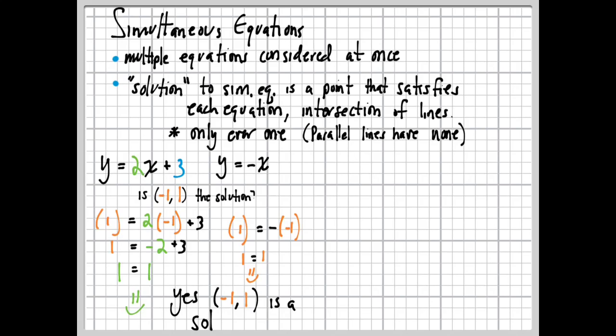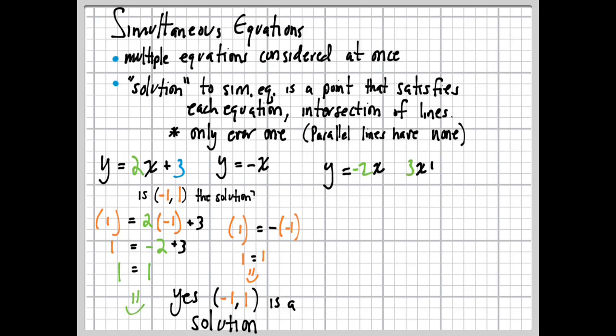So what that means is we can answer yes. (-1, 1) is a solution to these equations. It's the solution, the one and only, to y equals 2x plus 3 and y equals negative x. They cross and intersect at (-1, 1). Okay, let's try another problem.